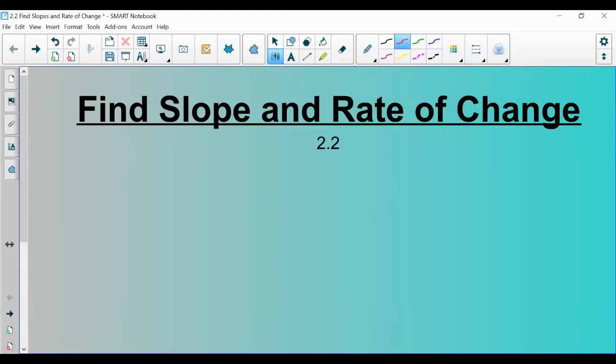All right, class, we are going to study slope and rate of change today. You guys should be familiar with these terms, at least have it somewhere in the back of your mind. This is section 2.2.